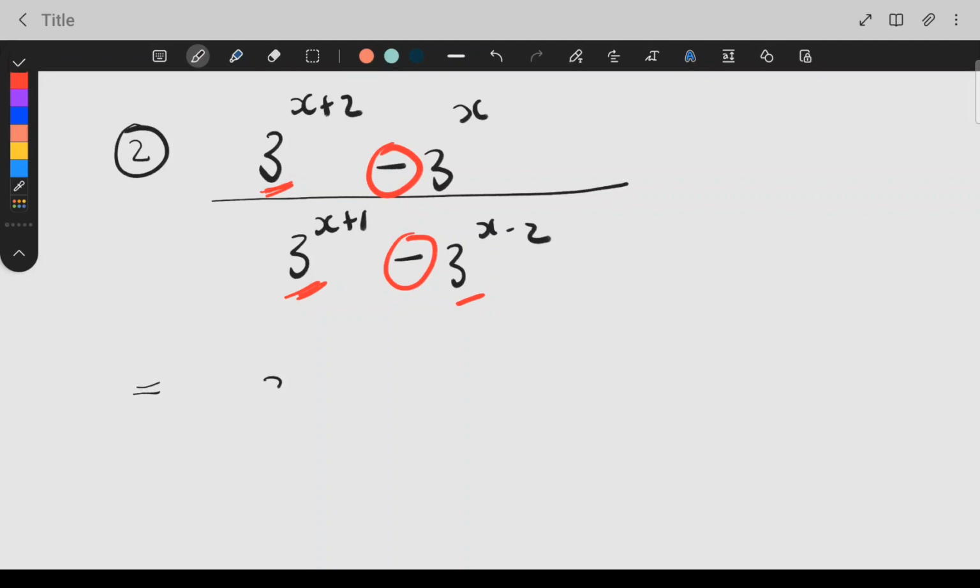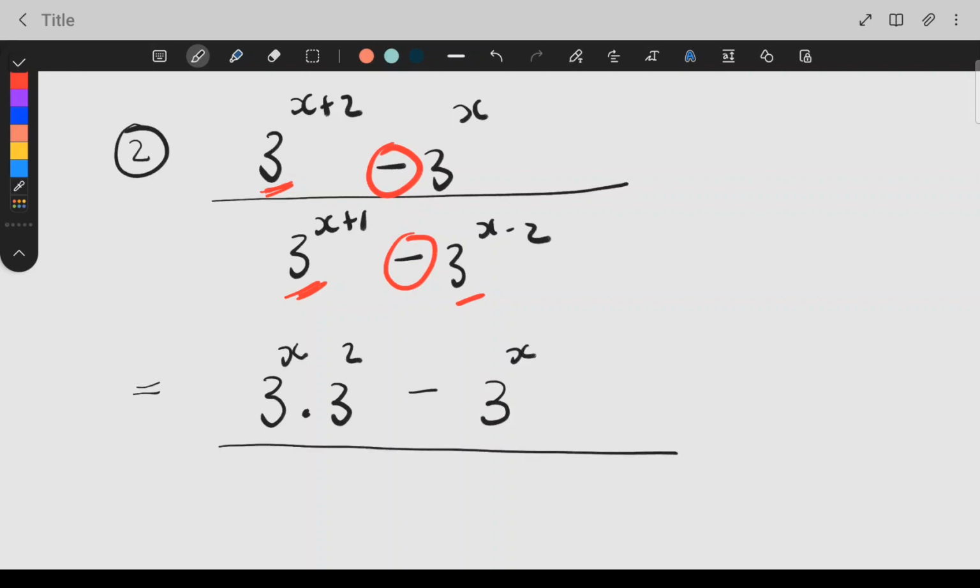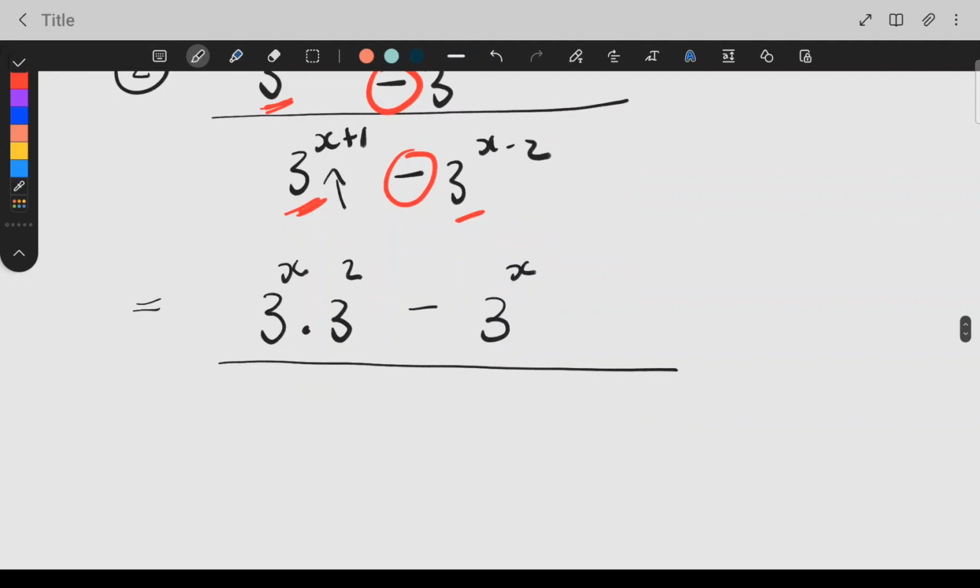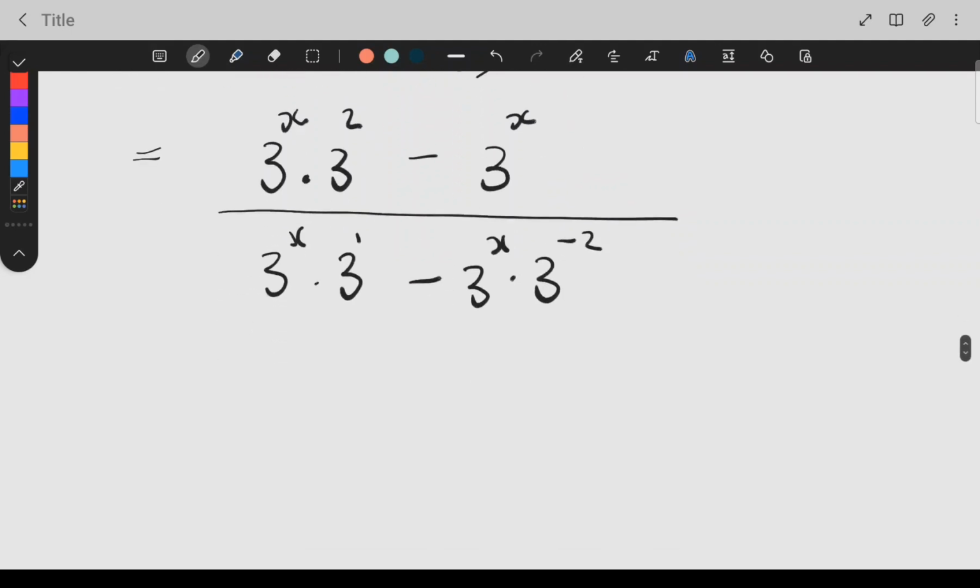So 3 to the x plus 2 becomes 3 to the x times 3 to the 2. You broke it up. Minus 3 to the x over. Now I'm going to break up this one here. This is 3 to the x times 3 to the 1. And here, this is 3 to the x and 3 to the minus 2. Okay, so first thing is to break it up.